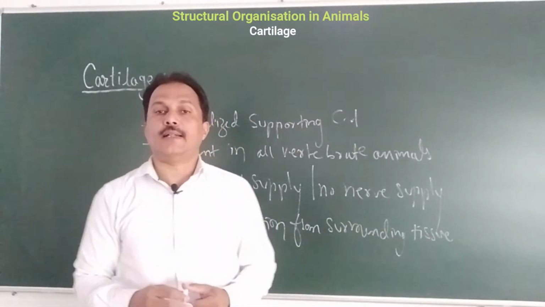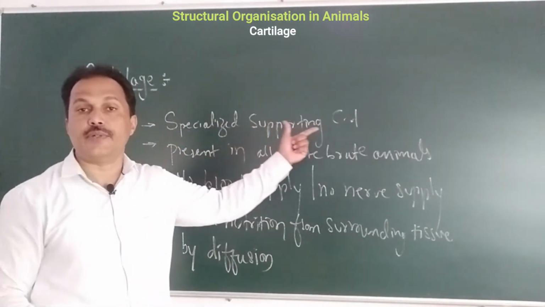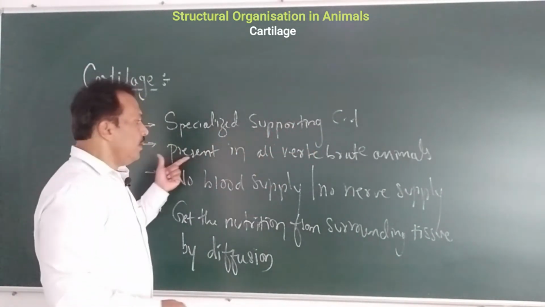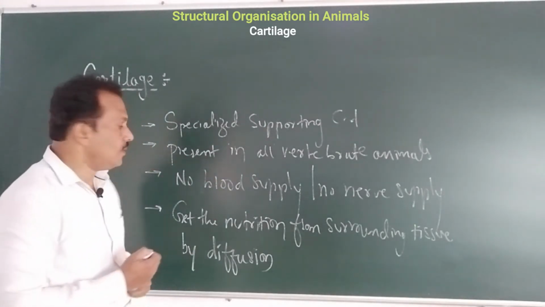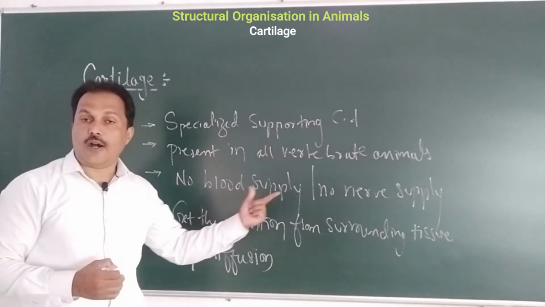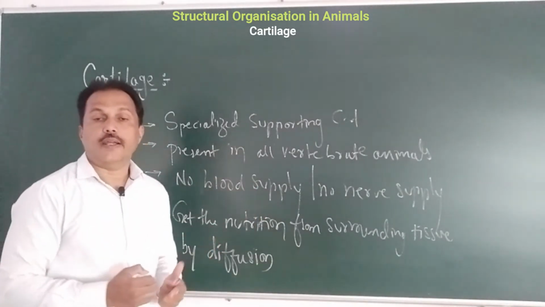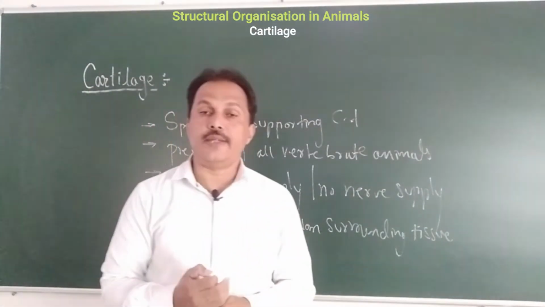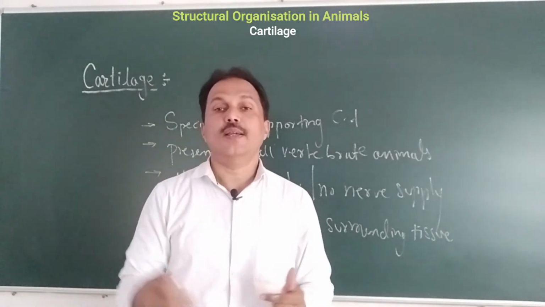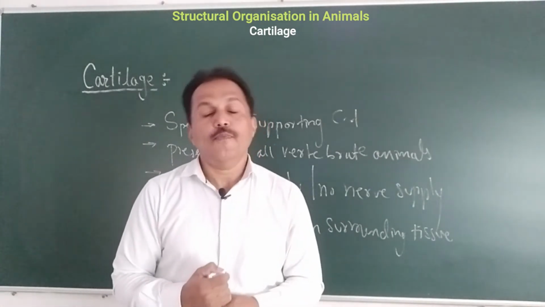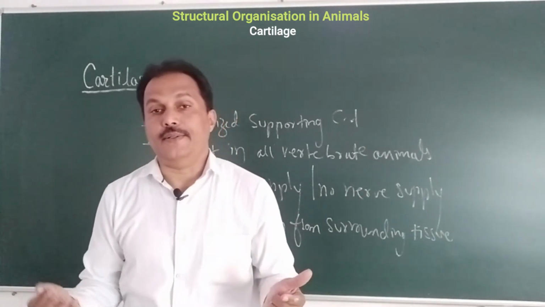So what is this cartilage? Cartilage is nothing but the specialized supporting connective tissue. It is present in all vertebrate animals. No blood supply or nerve supply is there. Then for nutrition or for oxygen, cartilage has to depend on the surrounding tissues or the blood supply to the surrounding tissue. So this is what we call a cartilage.